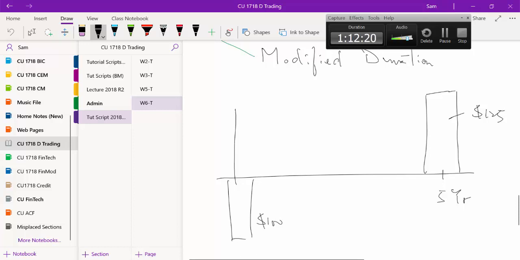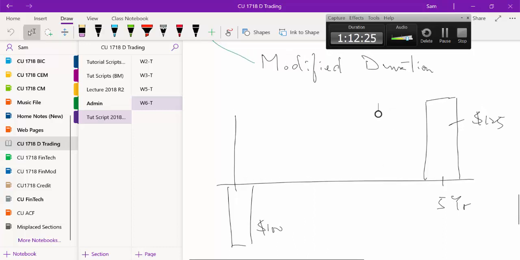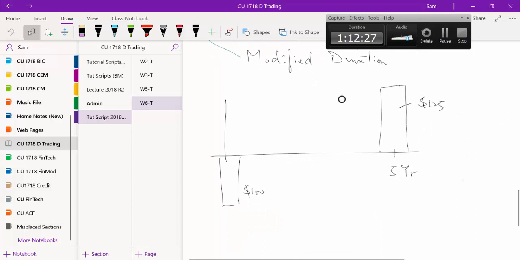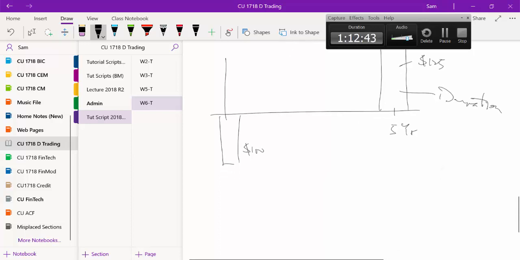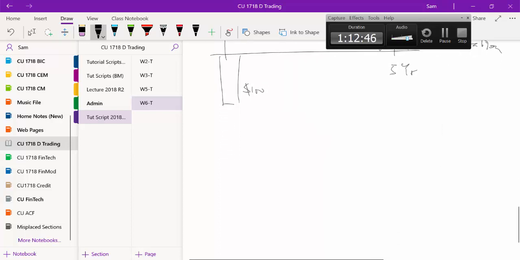Now, if I was to ask you, simple question, what is the duration of this bond? How would you answer it? If there is only one payment. It's 5 years. Who said that? Okay, thank you. So the duration, now, the duration is kind of 0 coupon. Yeah, exactly.